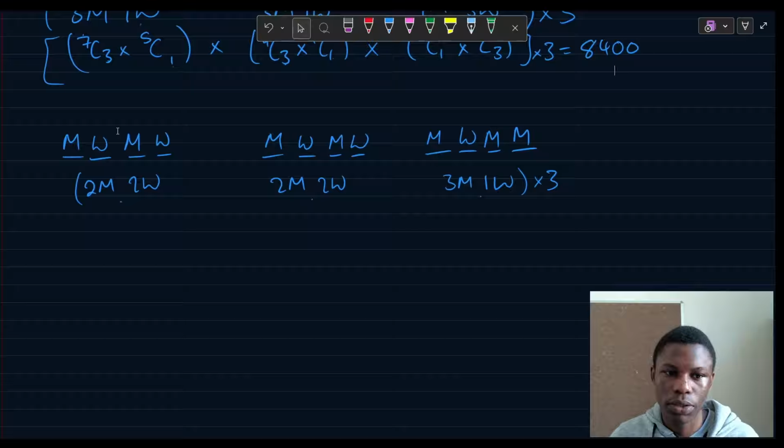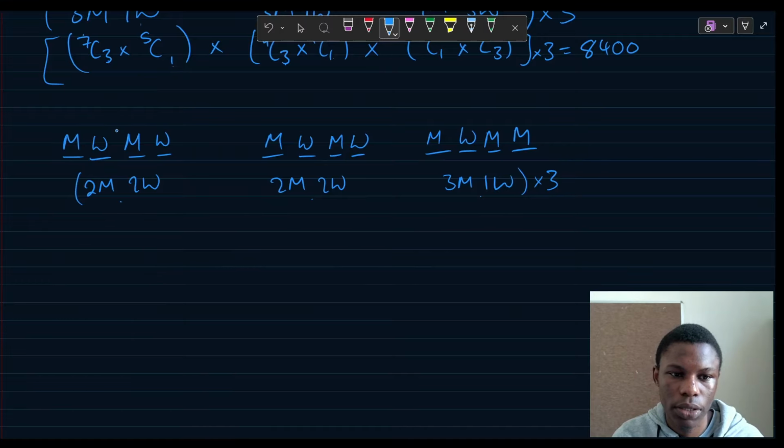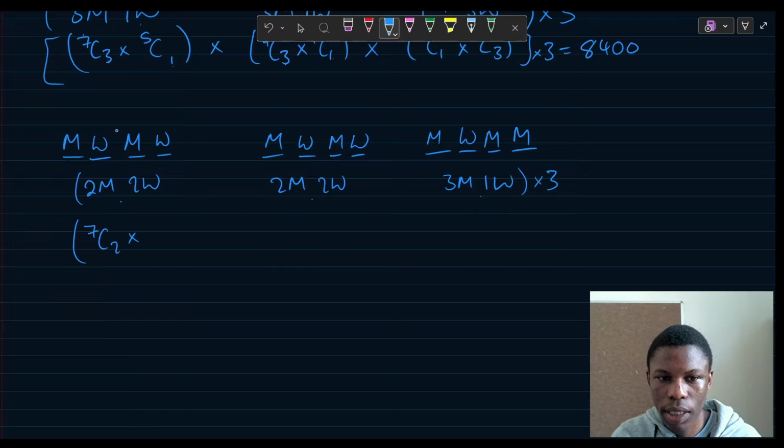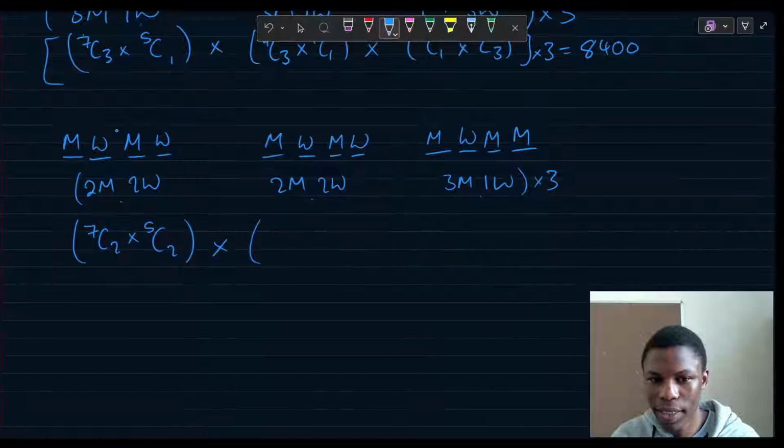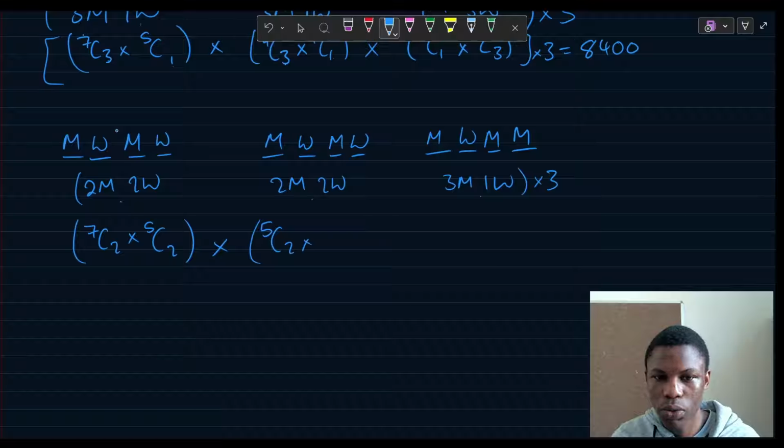And then let's do this second scenario here. So 2 men. I want to pick 2 men from 7, so 7 choose 2. And I want to pick 2 women from 5, so 5 choose 2. Multiplied by, I've picked 2 men, so I only have 5 left, and I want to pick 2. I've picked 2 women, so I only have 3 left, and I want to pick 2.